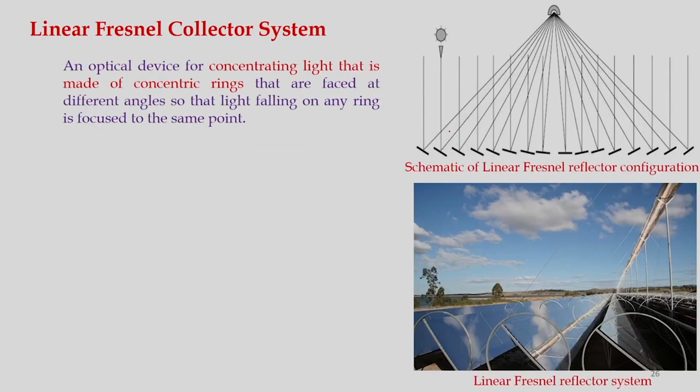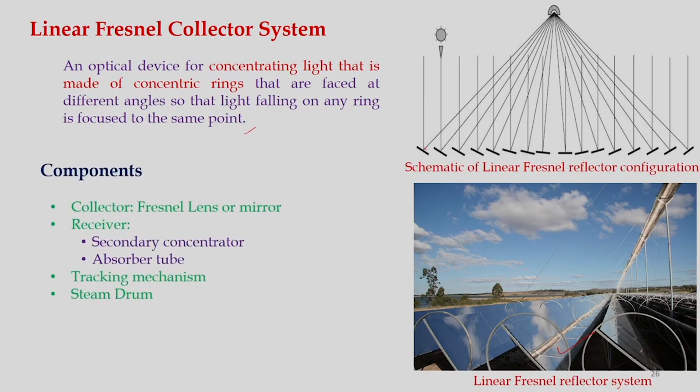So, the configuration of this linear Fresnel collector system is shown here. So, solar radiation is falling here, and these are the mirrors that reflect it, and this is the receiver. Okay. So, these are segmented. Okay. So, an optical device for concentrating light that is made of concentric rings that are faced at different angles, so that light falling on any ring is focused on the same point. Okay. So, this is very, very important. So, photographs of this kind of installation are shown here.